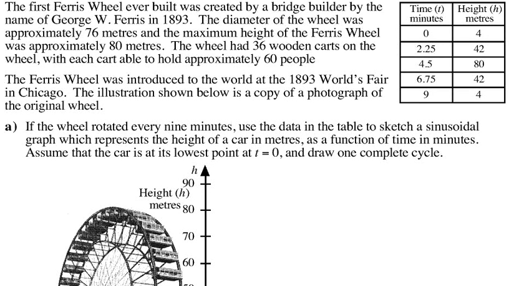Okay, the first Ferris wheel was built by a bridge builder named George Ferris. The diameter of the wheel was... They give us a lot of numbers. If the wheel rotated every 9 minutes, use the data in the table to sketch a sinusoidal graph which represents the height of a car in meters.